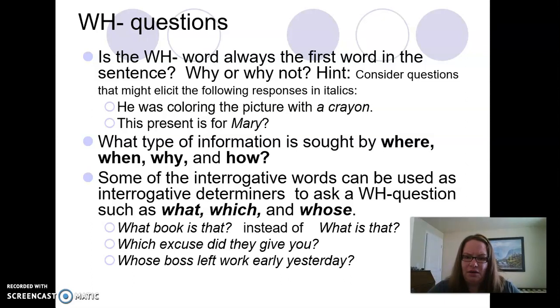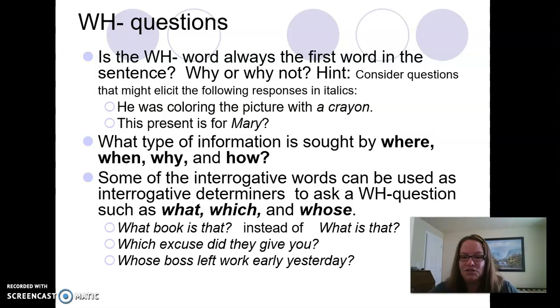So let's think about how we might ask a question that gets a certain response. So, he was coloring the picture with a crayon. We would say something like, what was he coloring the picture with? Ooh, ending a sentence with a preposition. Ooh, maybe it should be, with what was he coloring? Okay, so there are some ways in which WH words may not be the first word in the sentence. Okay, and think about the types that we have. So we've looked at what and who. What kind of information are we looking for with where, when, why, and how? Well, we're looking for a place, a time, and an explanation.